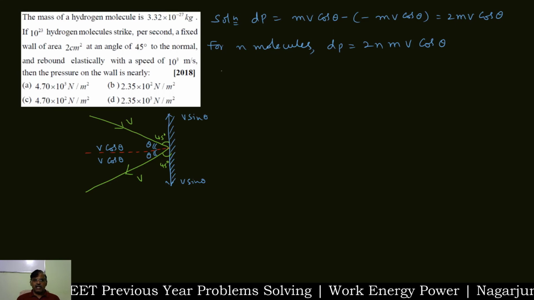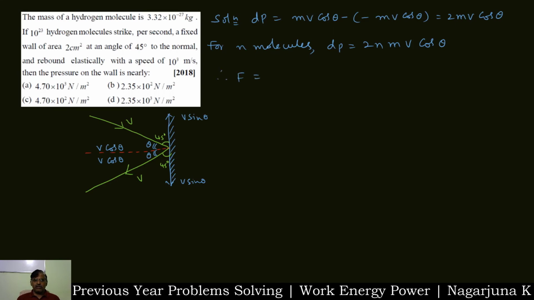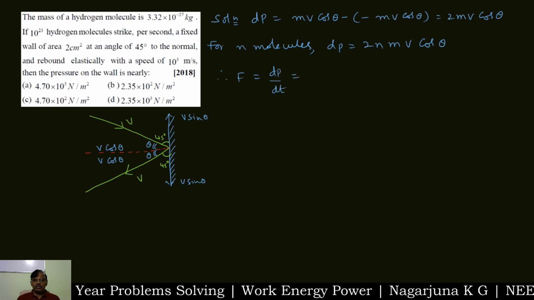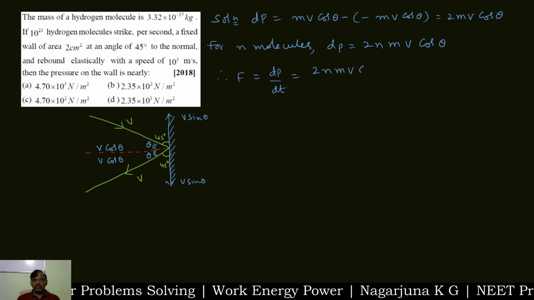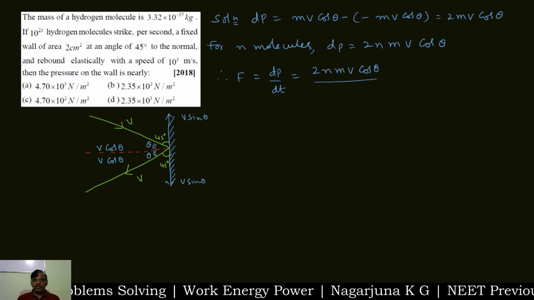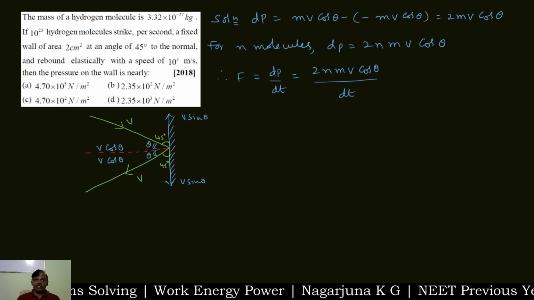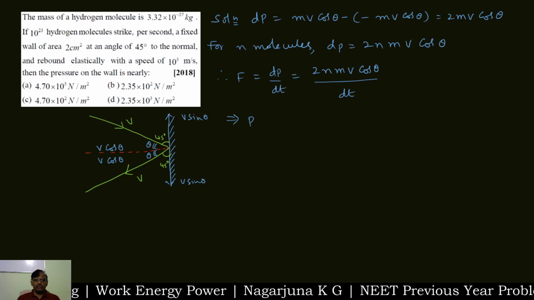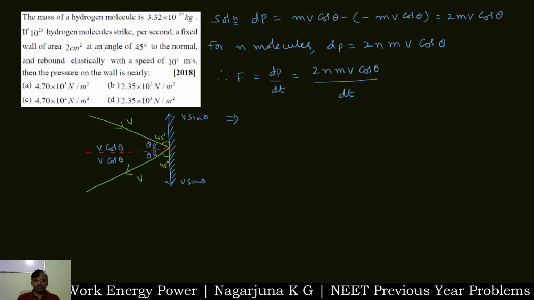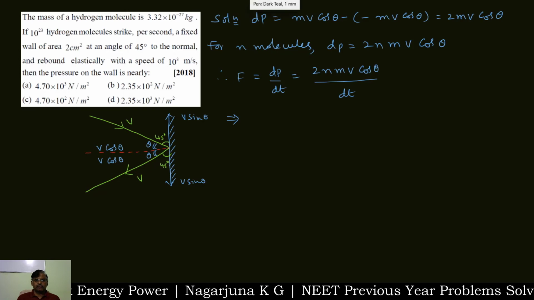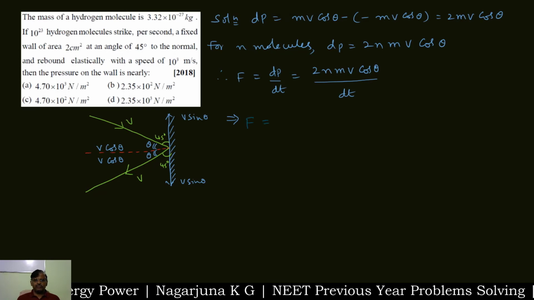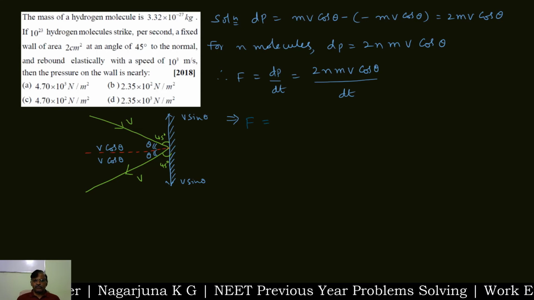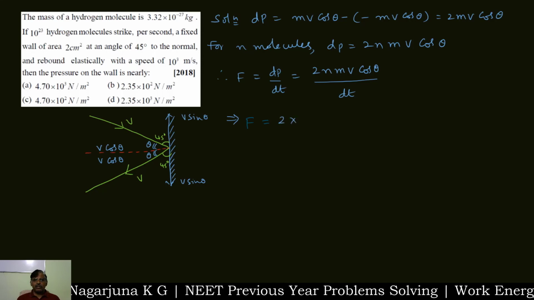And according to Newton's second law, we know that force is equal to dP divided by dt. So that is 2nmv cos theta divided by dt. Now we can substitute the values here. So that implies F is equal to 2 into n by dt.